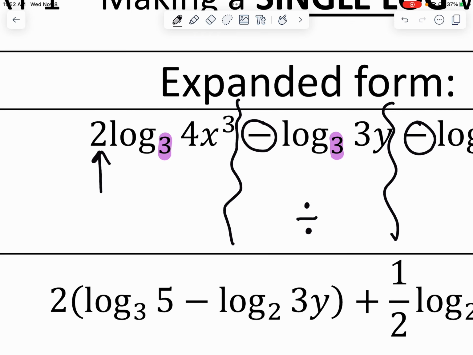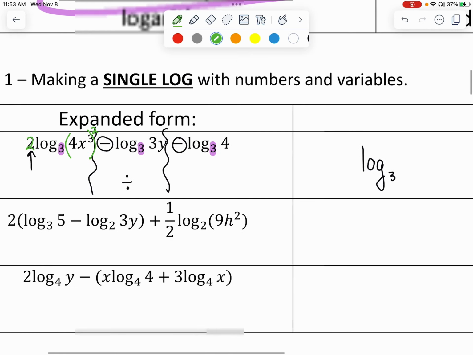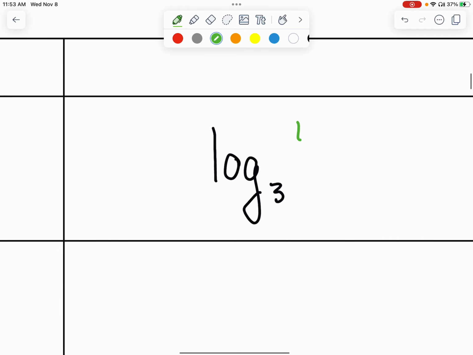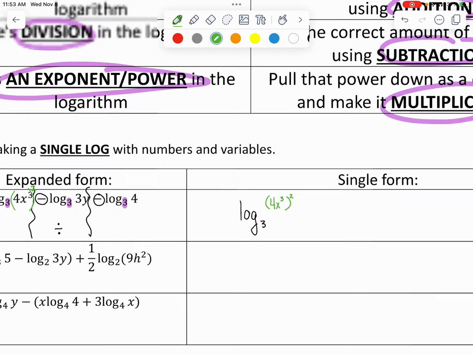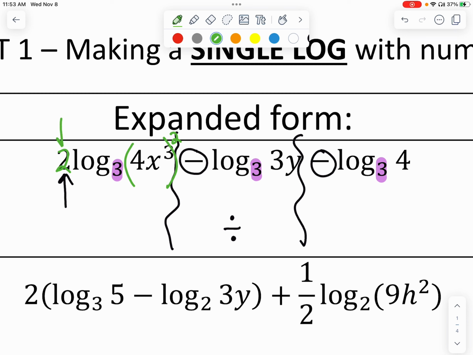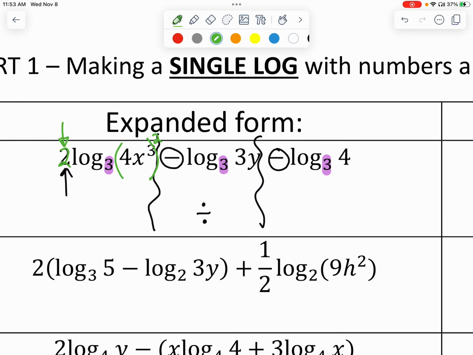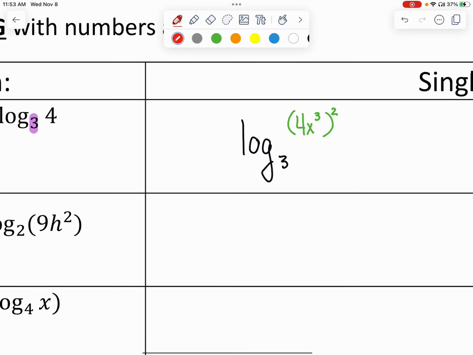This 2, I'm going to color it green. This 2 needs to become an exponent on that logarithm. So when I put it over here as a single logarithm, 4x to the third is going to need to be squared because of this 2 that was out front. Now I'm going to go to the second log. This minus sign means that this 3y will go in the denominator because it means division. So I'm going to go denominator 3y.